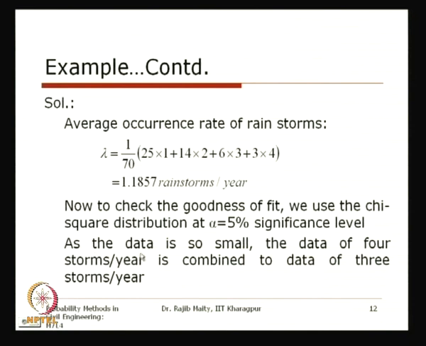As the data is so small, the data for 4 storms per year is combined with the 3 storms per year. This is generally done, but some discussion is required. We have to think about what distribution we have hypothesized. It is the Poisson distribution, and the support for that distribution starts from 0, 1, 2, the discrete values, and goes up to infinity. The data given to us is 1 rainstorm, 2 rainstorms, 3 rainstorms, up to 4 rainstorms per year.